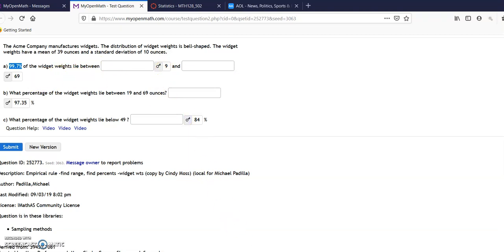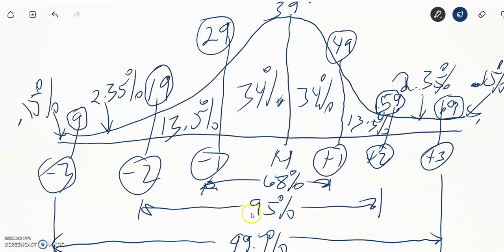If they would have asked, which they didn't, but they will in other problems, 95% of the data lies between what 2 values? Well, you would take -2 standard deviations and +2 standard deviations, because that's where 95% of the data lies. If you add all these up, you get 95%. So the answer would be between 19 and 59. If I asked you 68% of the data lies between what 2 numbers, the answer would be 34 plus 34, which is 68. That would be -1 to +1.